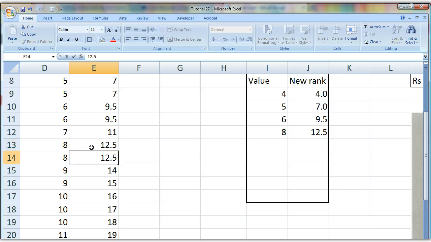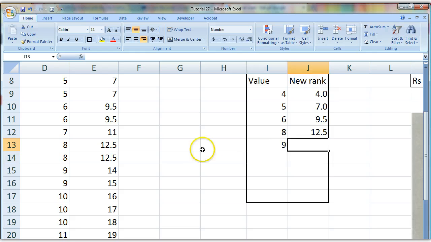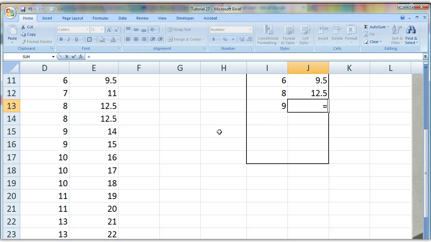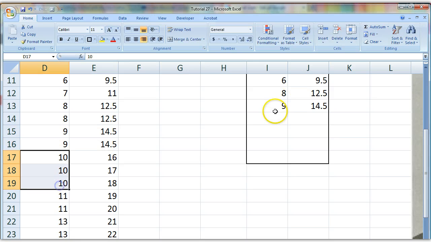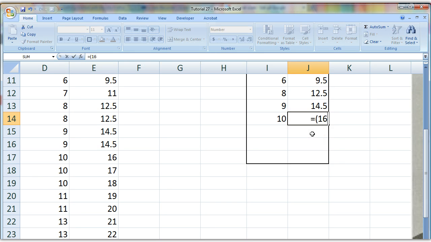There, 12.5 there. You can just calculate along with me while I'm doing this. Go 14 plus 15 divided by 2, 14.5. There we go. People with a value of 10. So we go equal to parentheses 16 plus 17 plus 18 divided by 3. And they get the rank of 17.